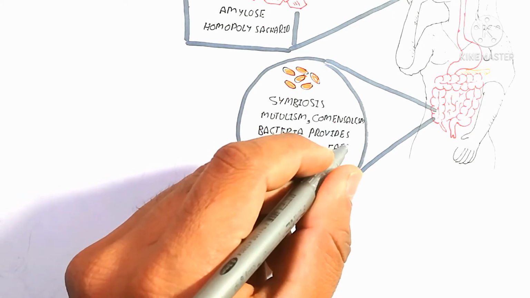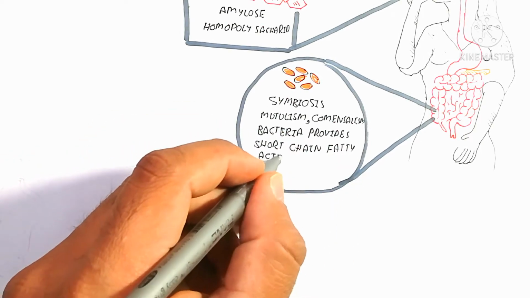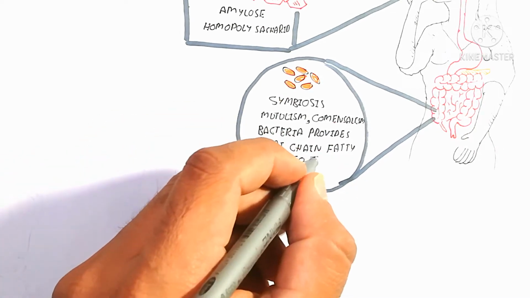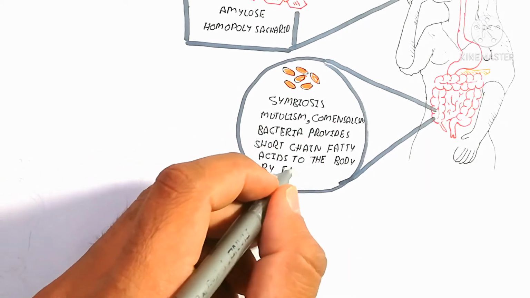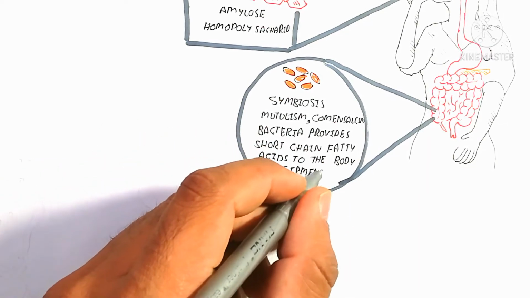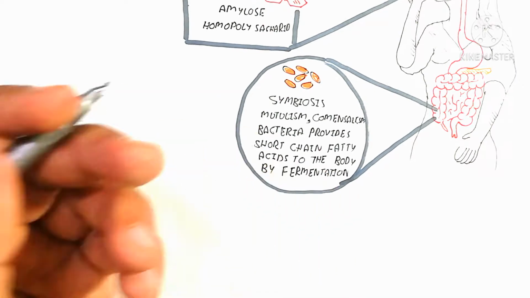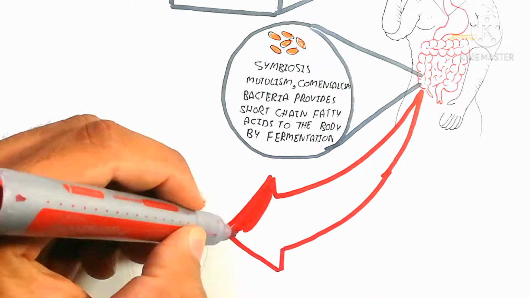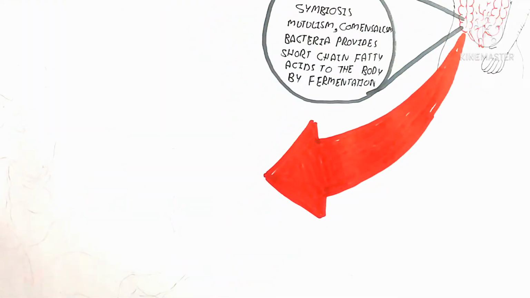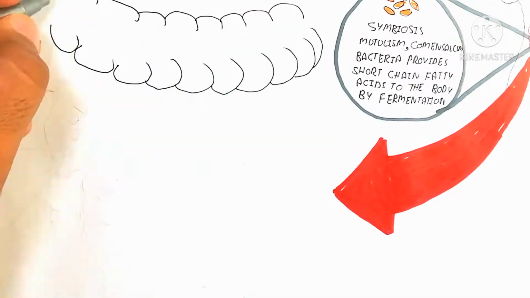So here the symbiosis or mutualism is known. It is a type of symbiosis, mutualism or commensalism, where bacteria provide short chain fatty acids to the body by fermentation. What type of short chain fatty acid? Fatty acids containing less than 10 carbons.